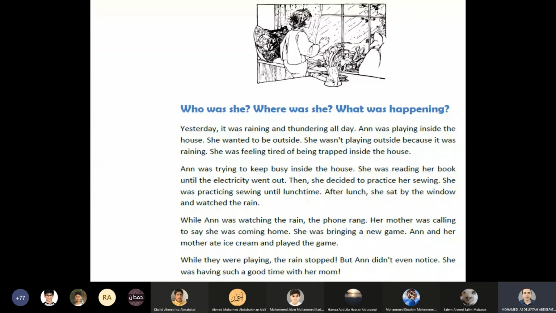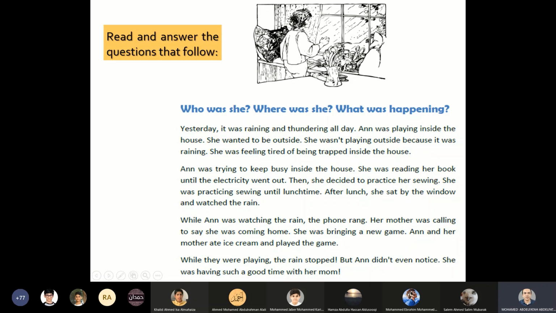Students, the next part in our lesson today is reading. Read and answer the questions that follow. All students get ready. I am going to read this passage and then you have to answer the questions that follow. Who was she? Where was she? What was happening? The title of the reading is Who was she? Where was she? And what was happening?